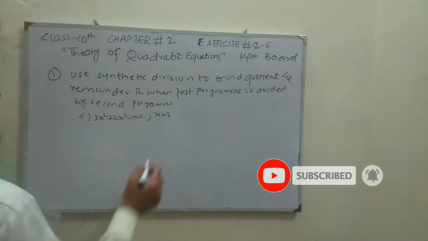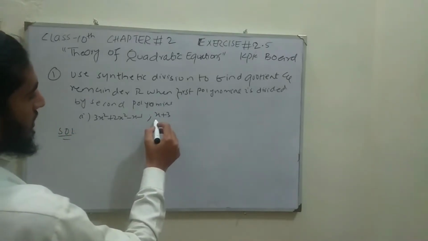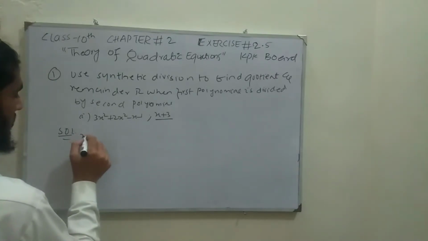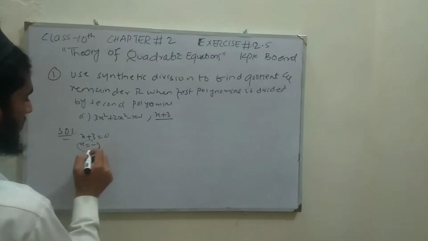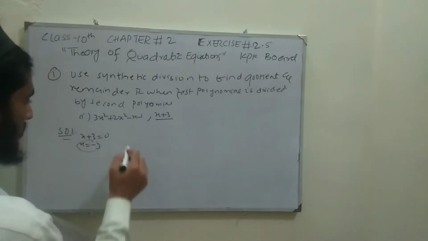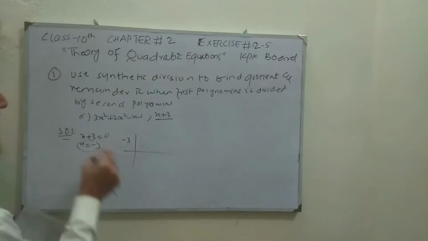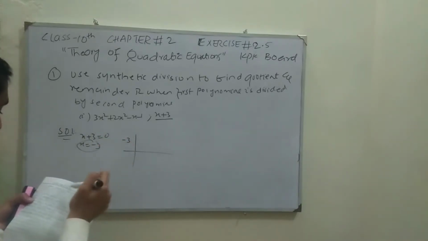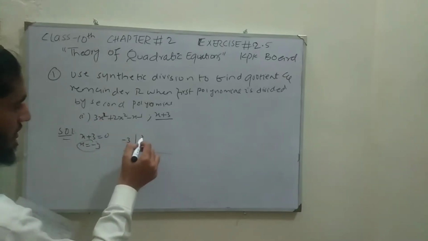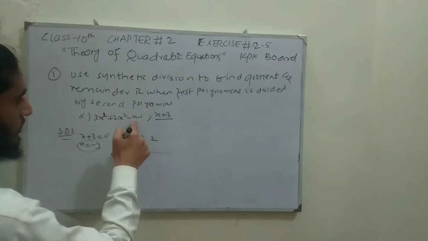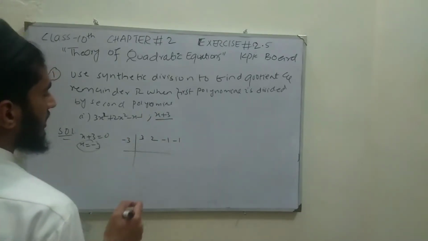Using synthetic division, we solve. First you have to equate x plus 3 to 0 and solve for x, so the value of x is minus 3. This is the root of this polynomial. So using synthetic division, minus 3. In synthetic division we write the coefficients step by step. This is x power 3, so the coefficient of x cubed is 3, the coefficient of x squared is 2, the coefficient of x is negative 1, and this last one is the constant.